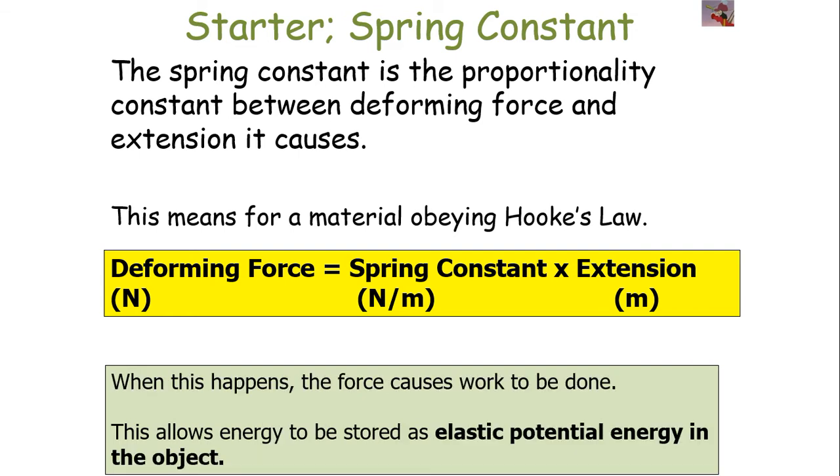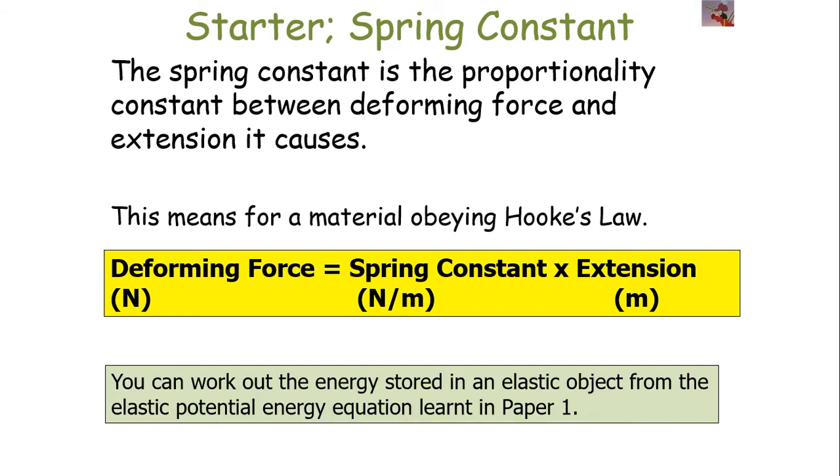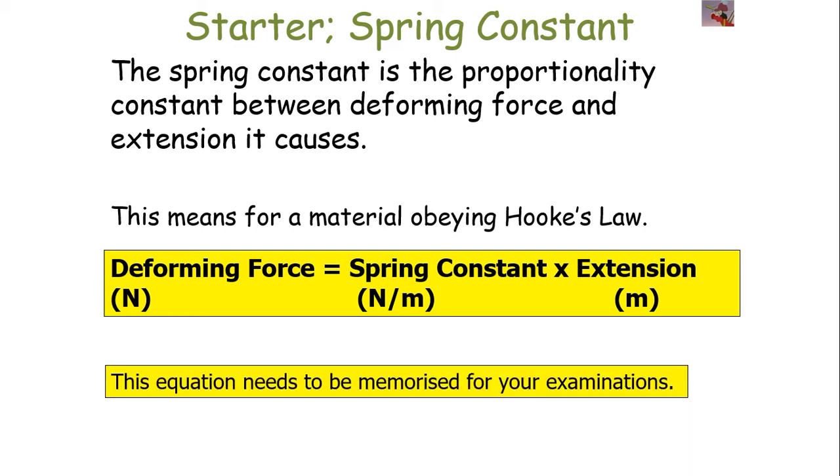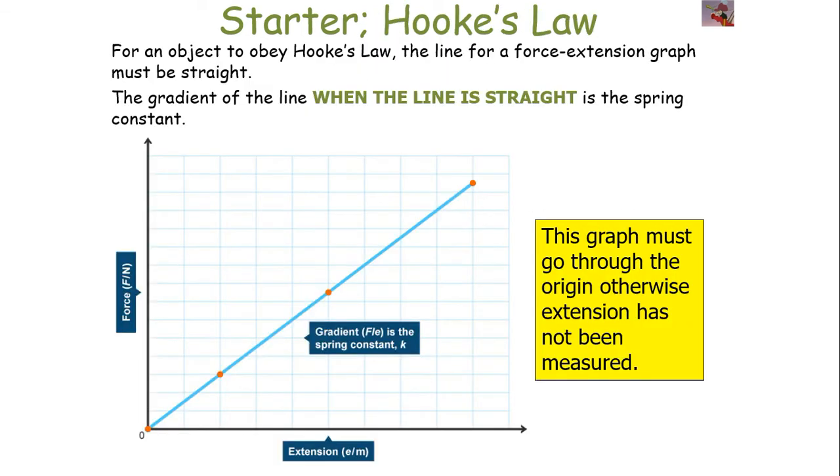this deforming force causes work to be done on the material. So the energy will be stored in the material as an elastic potential energy store. Now you know the equation to work out an elastic potential energy store from physics paper 1, which is elastic potential energy equal to a half times spring constant times the extension of the material squared. The equation deforming force equals spring constant times extension is one you need to memorize for your examinations.